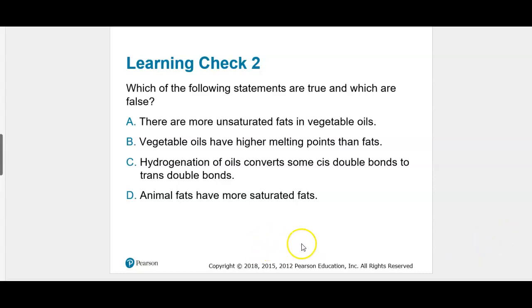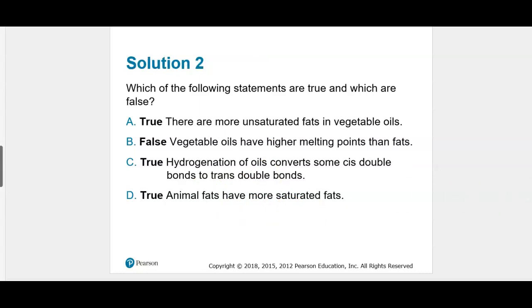So let's see what I work out here. More unsaturated fats in vegetable oils, true. Higher melting points in fats, no, that's false. Okay, so we got true, false. Convert some cis double bonds to trans, that's true, true, false, true, true. Animal fats, that should be 3 trues there, it looks like. So we got that one right.